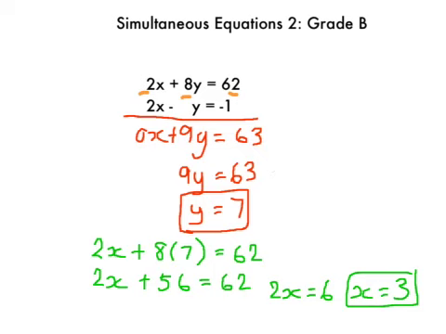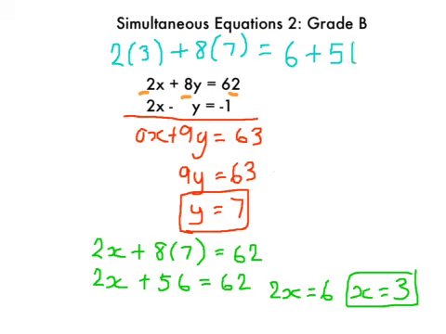So if we do 2 lots of x, I now know that x is 3, so I've got 2 lots of 3 plus 8 lots of y. I know that y is 7. That is going to be 2 lots of 3, which is 6, plus 8 lots of 7, which is 56, and that does indeed come to 62. So we know that our values are correct.